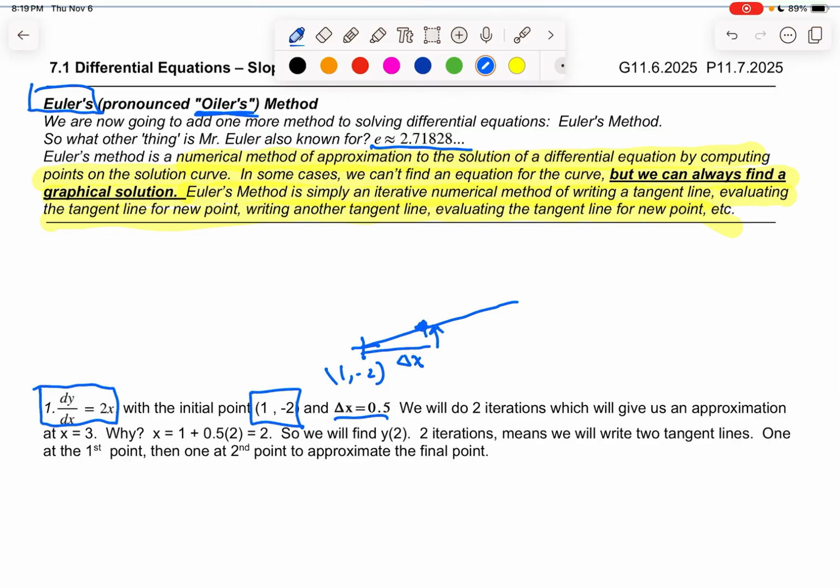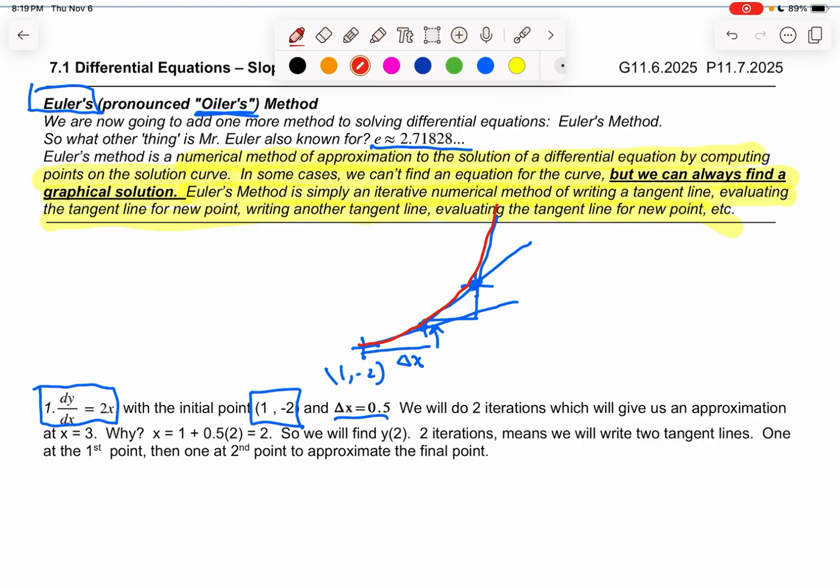So we get this point. Then we come to this point and write another tangent line, and we go over so much and find a new point. Then we write another tangent line. If you really think about it, we're coming up with an approximation for our curve by doing a series of tangent lines.